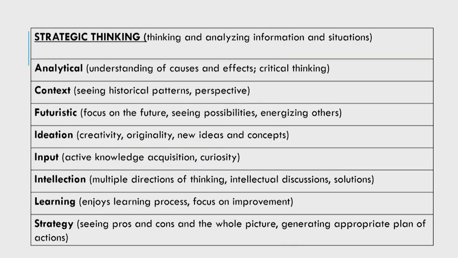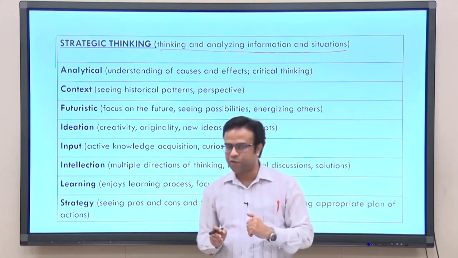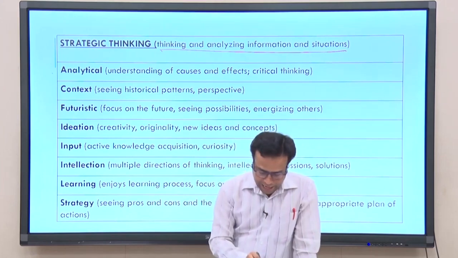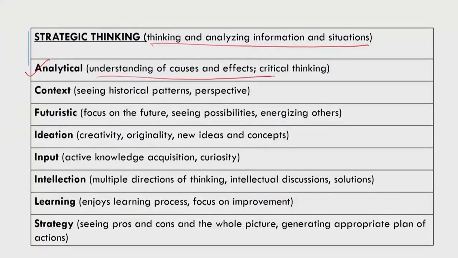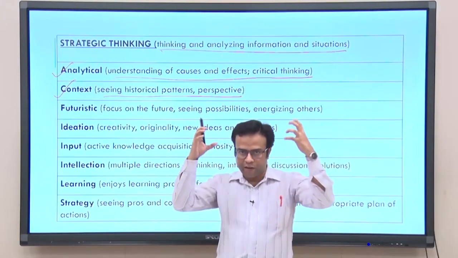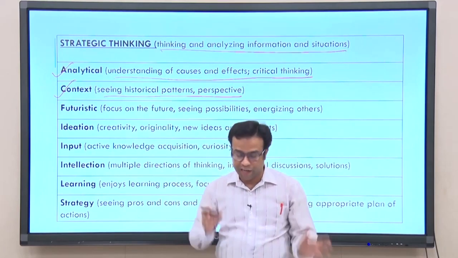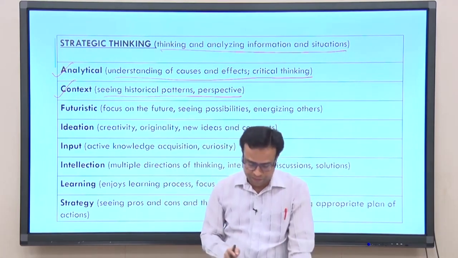And the last one is strategic thinking. Strategic thinking is about thinking and analyzing information and situations. This ability to think, analyze information and situations, and make decisions accordingly is strategic thinking. Strengths associated with strategic thinking include analytical skills, which is about understanding causes and effects, critical thinking, processing information, analyzing things. Context is about seeing historical patterns and perspective. So, for making any decision or achieving any particular goal, you see historical patterns, how things have evolved historically and different perspectives, and then you take a decision. That ability is called contextual understanding, context.